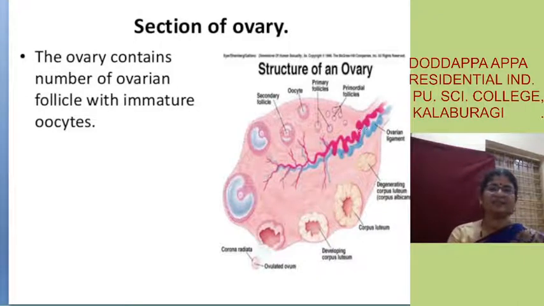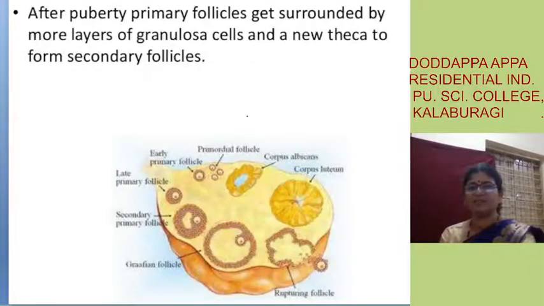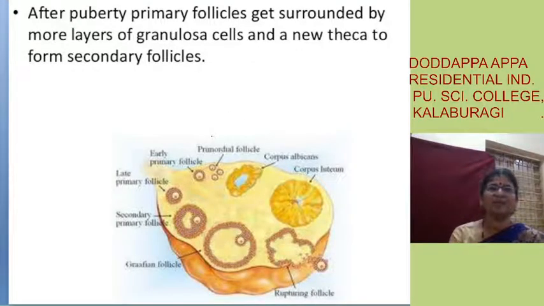Now here is a sectional view of the ovary. In the sectional view of the ovary, I told you that here you will see two regions, that is the ovarian cortex and ovarian medulla. After puberty, you will see the follicles.